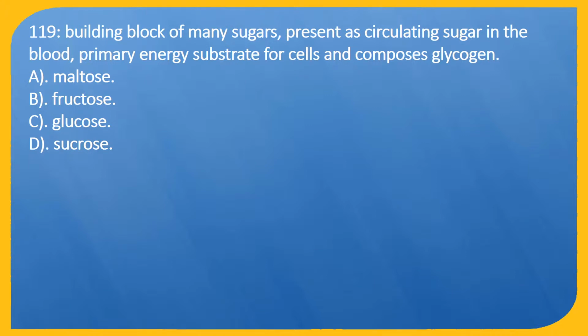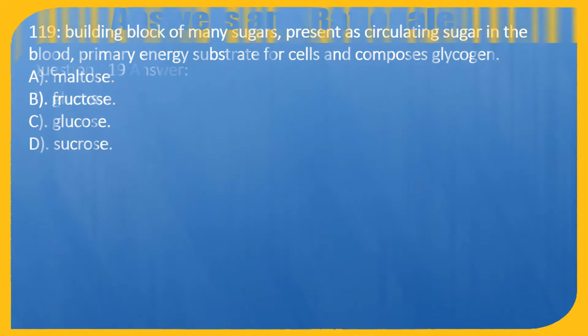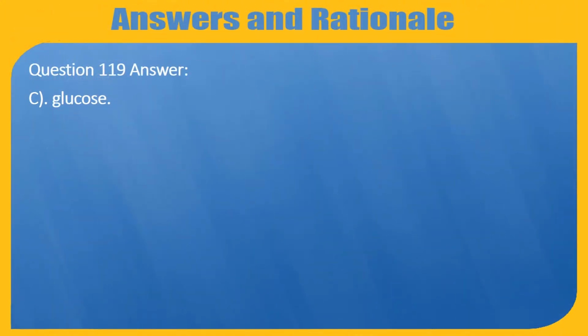Question 119, building block of many sugars, present as circulating sugar in the blood, primary energy substrate for cells and composes glycogen. A. Maltose. B. Fructose. C. Glucose. D. Sucrose. Question 119 Answer, C. Glucose.